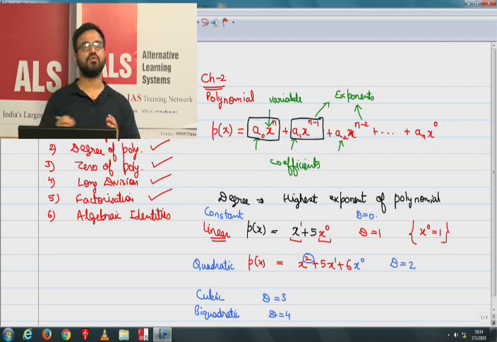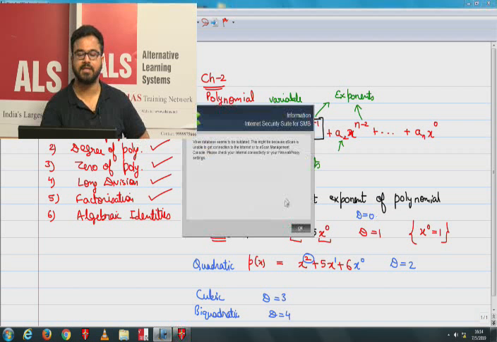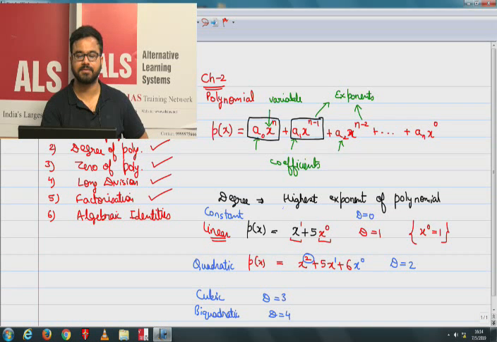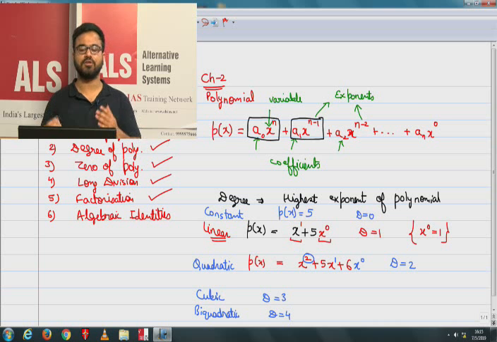Degree 0 means we don't have any variable x, like it will be like this: p of x is equal to 5. We don't have any variable in this polynomial, that's why the degree is 0, and this is called a constant polynomial. So in your 10th class, you have to remember only these: constant, linear, quadratic, cubic, and biquadratic, up to here only. Okay, so shall we proceed further?